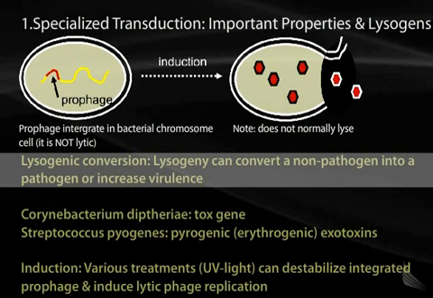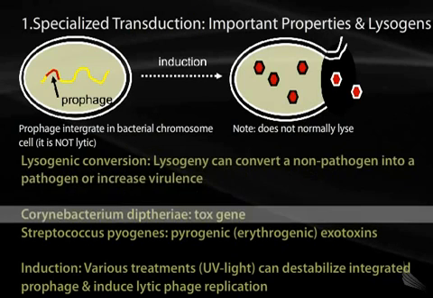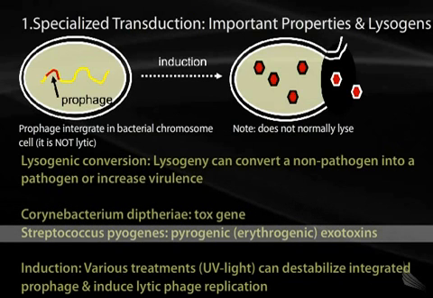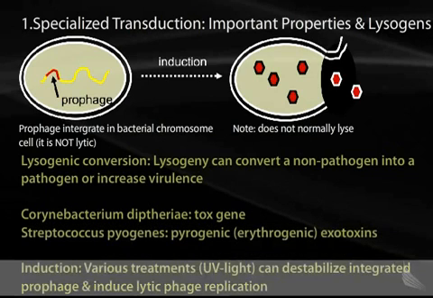So lysogenic conversion is where lysogeny can convert a non-pathogen into a pathogen, or it can increase its virulence. Examples of this are the tox gene, which is transferred by phage for Corynebacterium diphtheriae, or the pyrogenic or erythrogenic exotoxins found in Streptococcus pyogenes. Induction is where various treatments such as UV light destabilize the integrated prophage, and then it induces lytic phage replication.